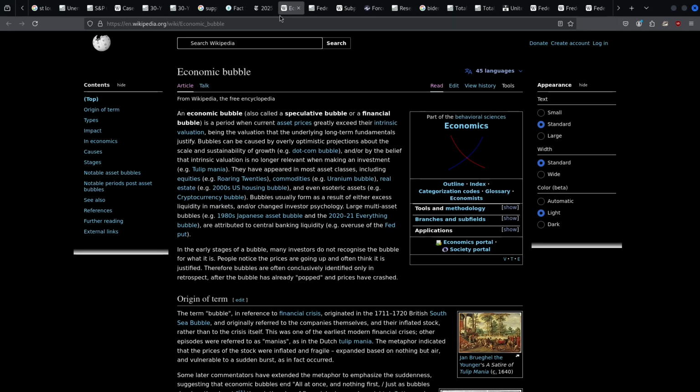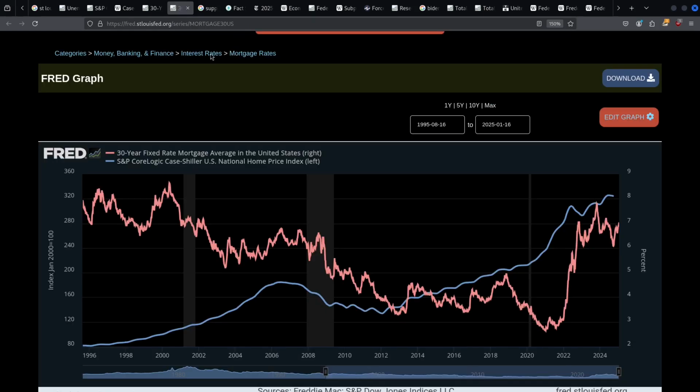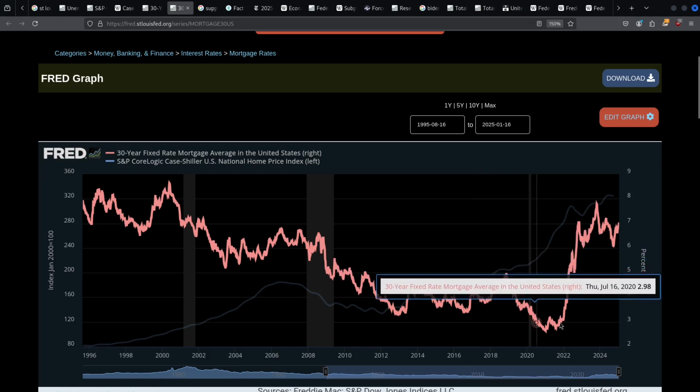Who would have known? An economic bubble, speculative bubble, financial bubble is a period when current asset prices greatly exceed their intrinsic valuation, being the valuation that the underlying long-term fundamentals justify. Bubbles can be caused by overly optimistic projections about the scale and sustainability of growth.